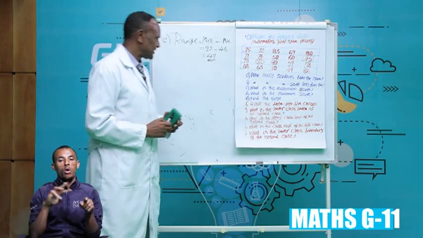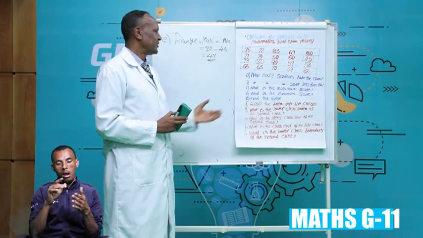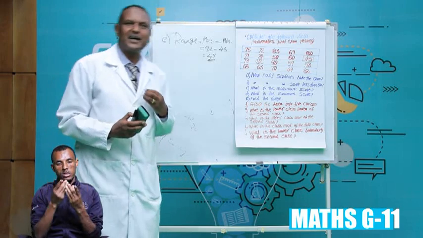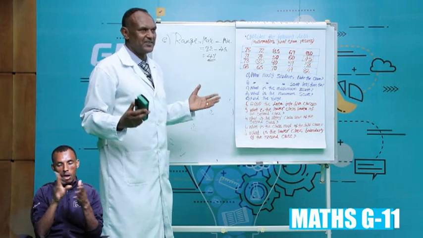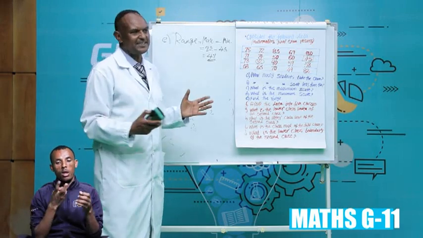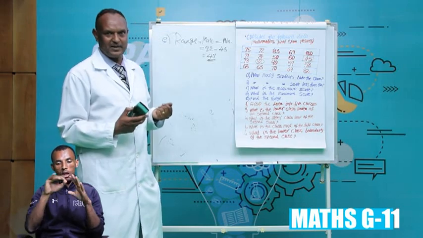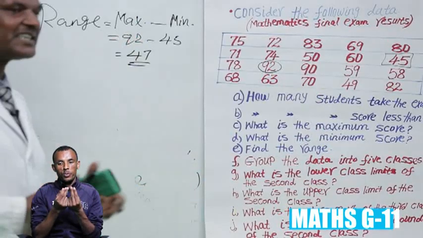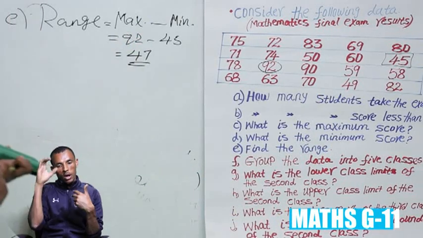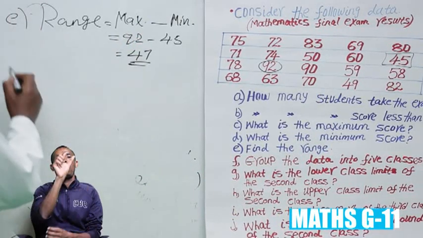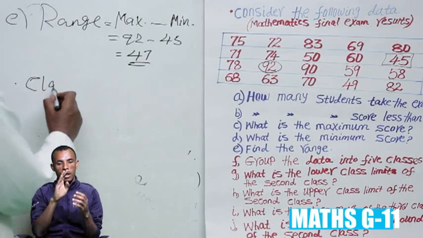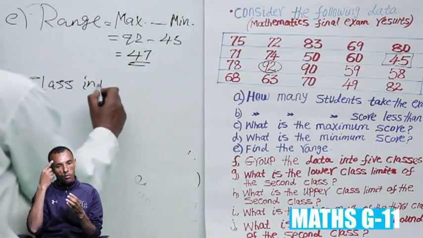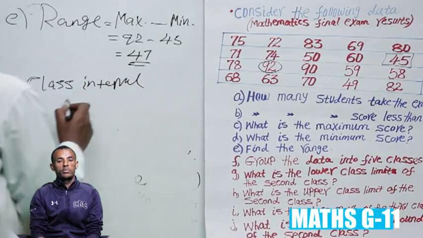When you come to letter F, group the data into 5 classes. When the number of data collected is large enough, we try to change the data into group form. But to change it into groups or classes, first I have to find the class interval. So for exercise E, what is the class interval for this given data? Class interval.